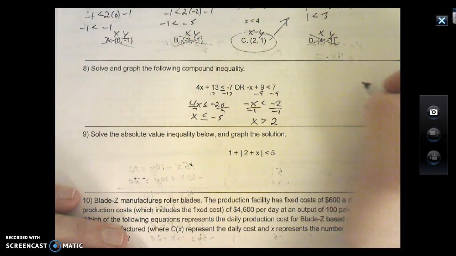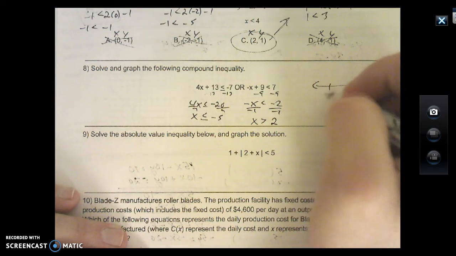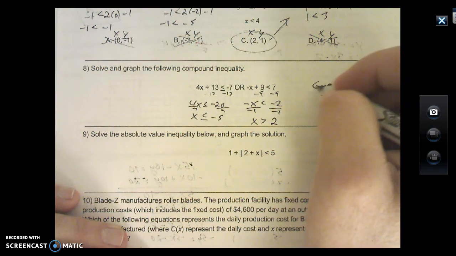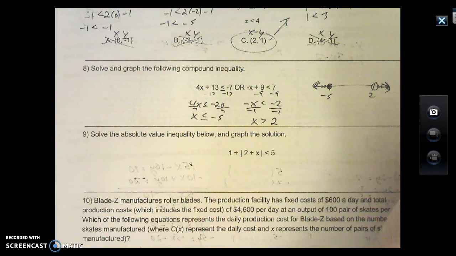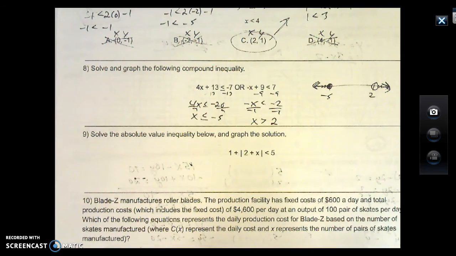Alright, so I'm less than or equal to negative 5. I'm also greater than 2. Okay, there's your graph for it. Number 9 is the one that we went over a bunch in class. Alright, but again, just some extra practice with it.